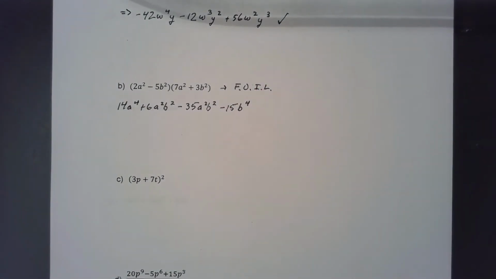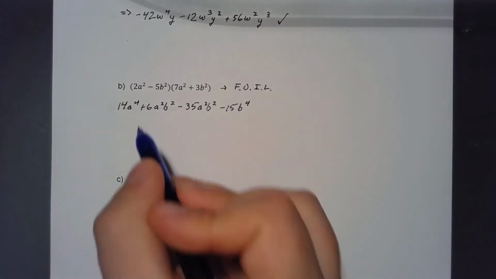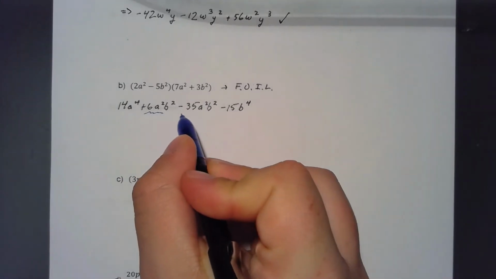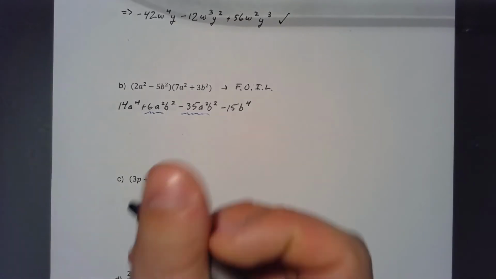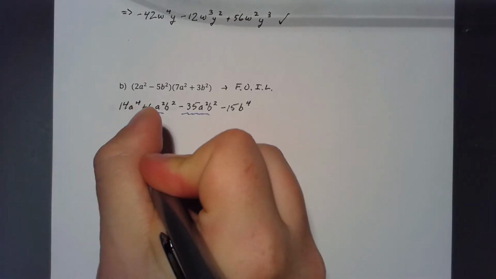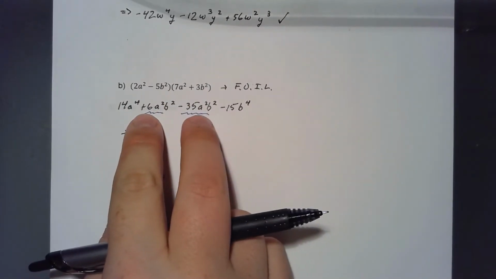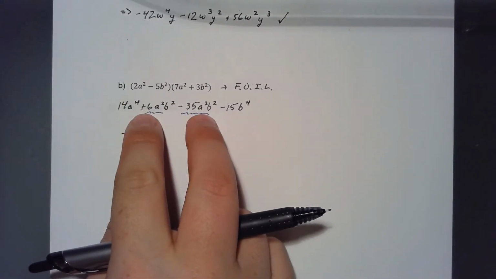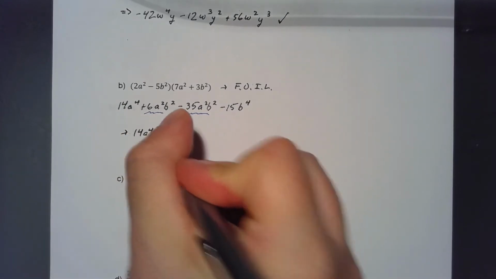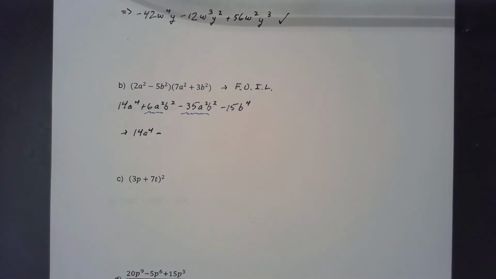All right, so since I foiled it, I'm not quite done yet because these two middle terms are like terms. Those are a squared b squared terms, so I can combine their coefficients together. And when I do that, I get 14a to the 4th. So plus 6 minus 35 is what? Simple arithmetic. That's going to be negative. So take 6 away from that. And it's going to be negative 29.